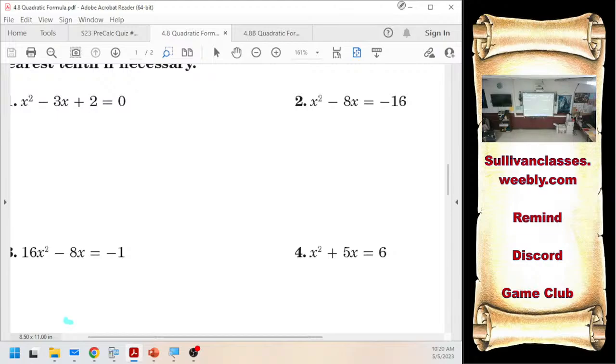Set up your formula. Negative B plus or minus the square root of B squared minus 4AC, all over 2A. Plug these numbers into those spots and then do the same thing. Okay? That's right.